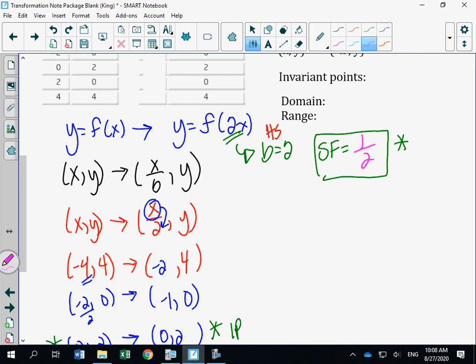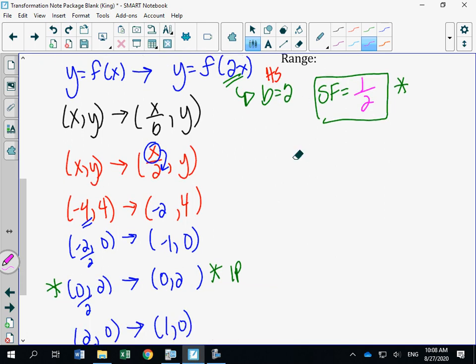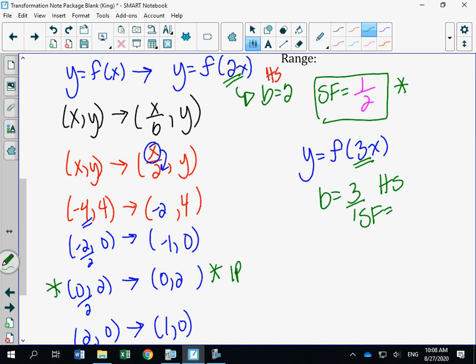And what's really interesting about the b value, or the stretch factor, is it's always going to be the reciprocal of whatever the b value is. So for example, if I gave you this function, y is equal to f(3x), you would say, okay, that is my b value. b is equal to 3. This is a horizontal stretch. The stretch factor is going to be the reciprocal of 3 over 1, which is 1/3. So (x, y) would be mapped to (x over b, y). That would be your mapping.